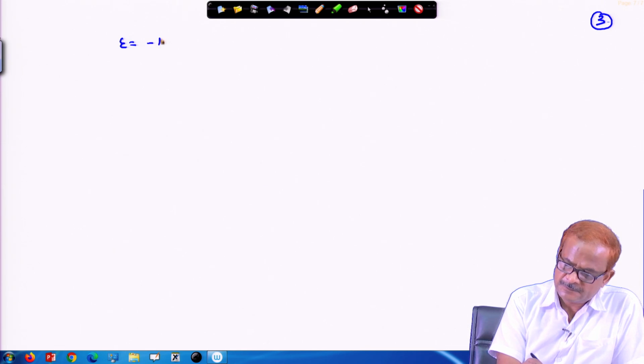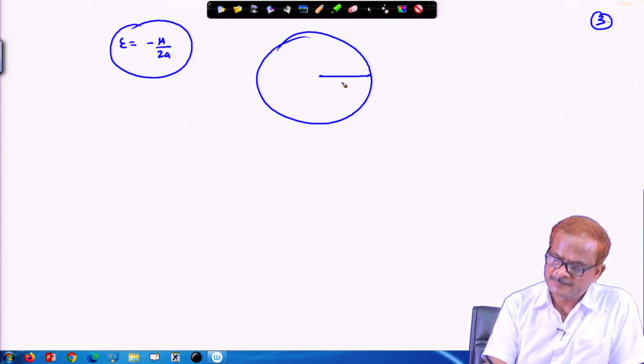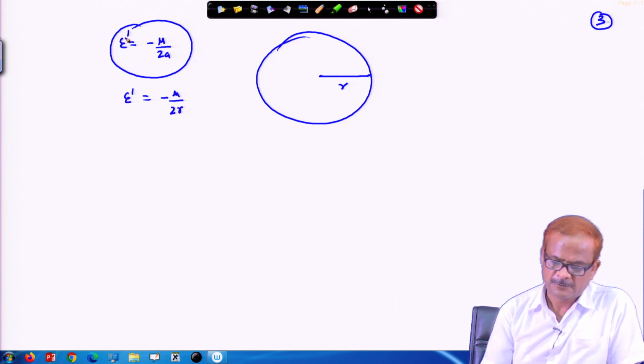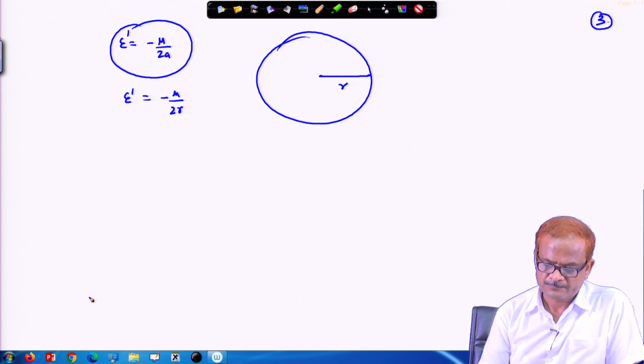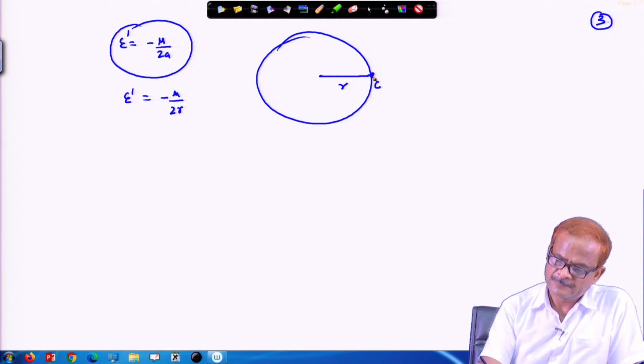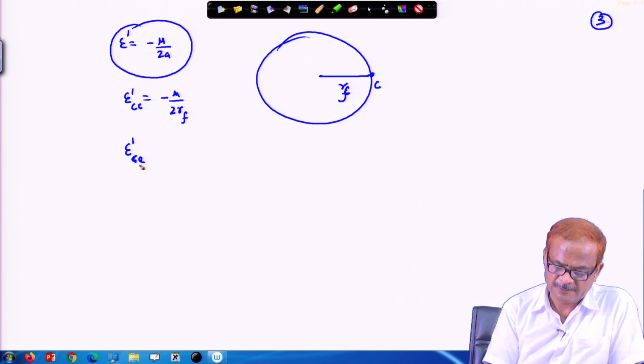See, E equals minus mu by 2a once we are writing. If it is a circular orbit, then a gets replaced by R, so in that case this is minus mu by 2R, E prime. So, at the point C, this is the energy in the orbit, and this we can write as R C, or we have written it as R F. So, E prime at R F in the circular orbit, and E prime at C in the elliptic orbit.